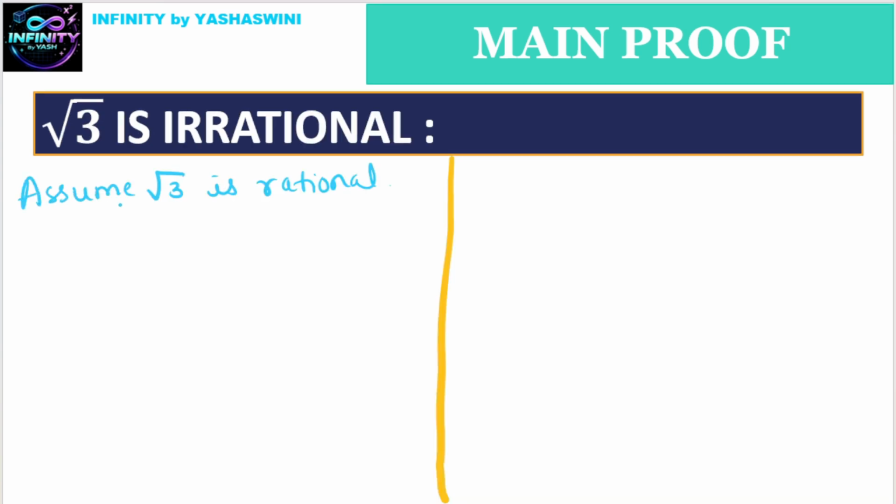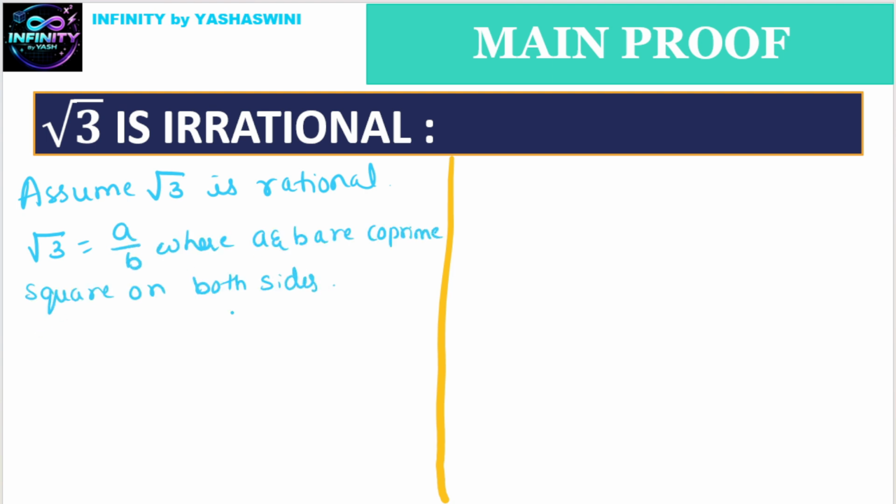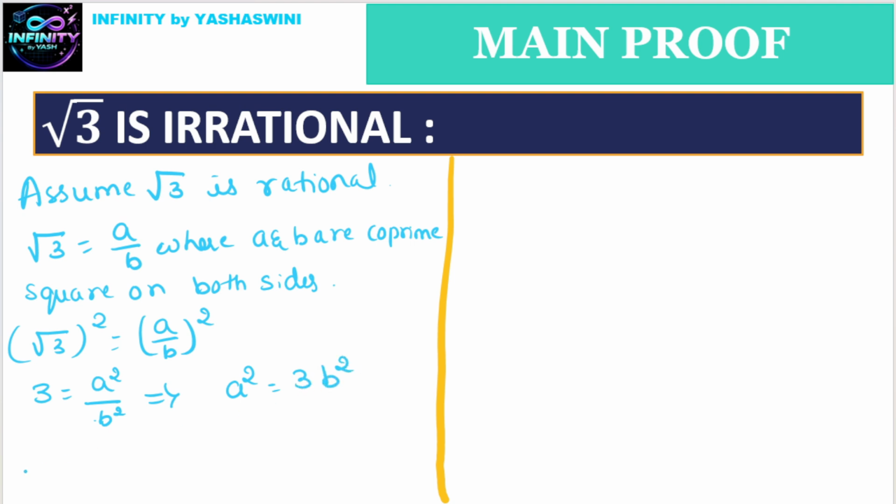In the first step, let us assume root 3 is rational. Then root 3 is equal to a upon b, where a and b are co-prime. Now square on both sides. That is, root 3 whole square is equal to a upon b whole square. So here root and power 2 get cancelled. Therefore 3 is equal to a square divided by b square, which implies a square is equal to, bring b square here, which becomes 3b square, or 3b square is equal to a square.